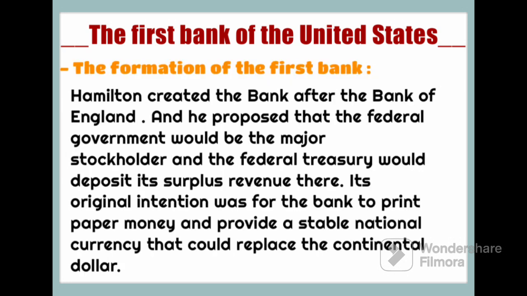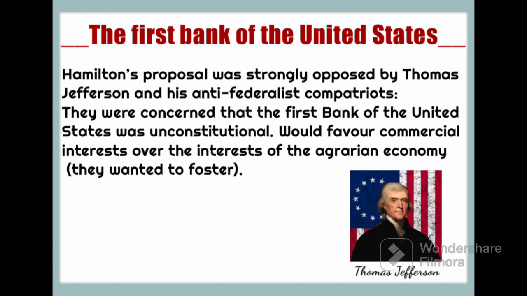The formation of the first bank. Hamilton created the bank after the Bank of England, and he proposed that the federal government would be the major stockholder and the federal treasury would deposit its surplus revenue there. Its original intention was for the bank to print paper money and provide a stable national currency that could replace the Continental dollar. Hamilton's proposal was strongly opposed by Thomas Jefferson and his anti-federalist compatriots. They were concerned that the first Bank of the United States was unconstitutional and would favor commercial interest over the interest of the agrarian economy, which they wanted to foster.